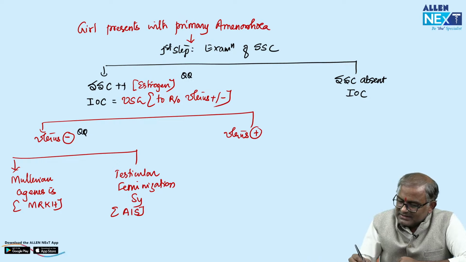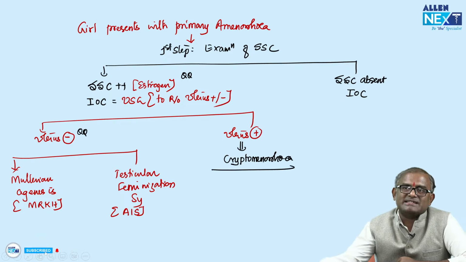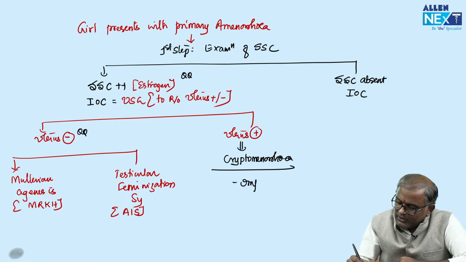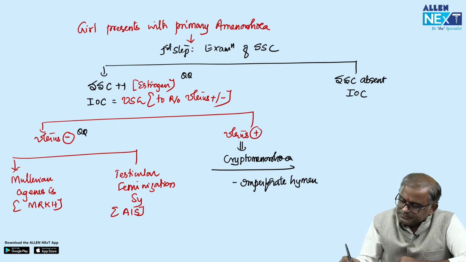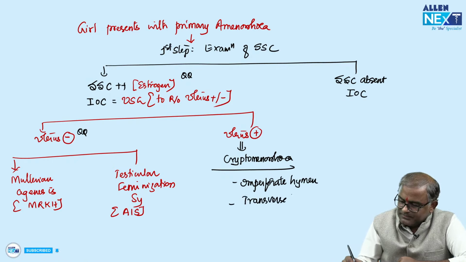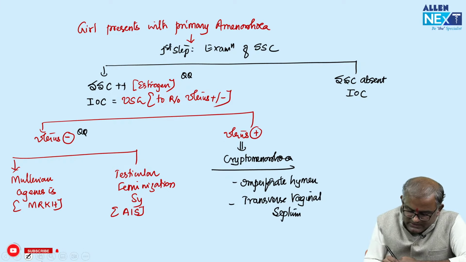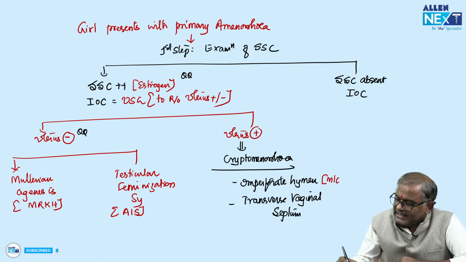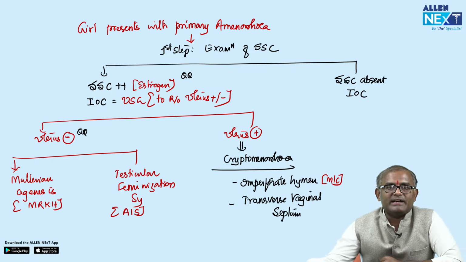Now uterus present, so what is the diagnosis? That is cryptomenorrhea. So what are the two DDs for cryptomenorrhea? One is imperforate hymen. Another one is transverse vaginal septum. And most common cause for cryptomenorrhea is imperforate hymen. Most common cause for cryptomenorrhea is what, doctor? Imperforate hymen. Is it clear?